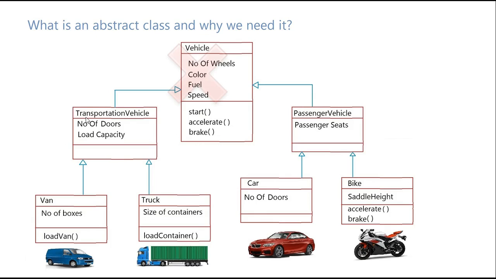Just like that, when we say transportation vehicle or passenger vehicle, it is still not clear which transportation vehicle or which passenger vehicle we are talking about. So, it also doesn't make any sense to create an object of these two classes. So, how do we deal with this? We need these classes for inheritance, but we don't want anyone to create objects of these classes. We only want programmers to create objects of bike, car, van, and truck.